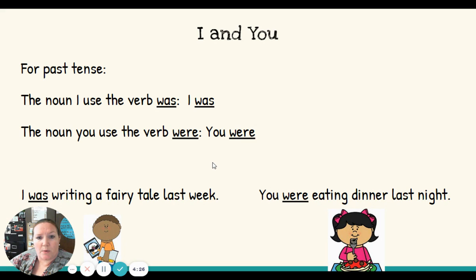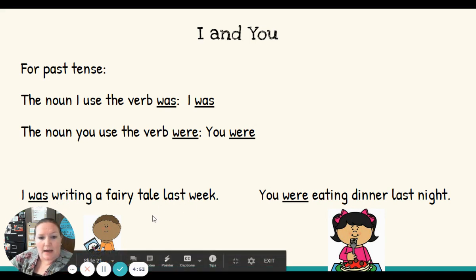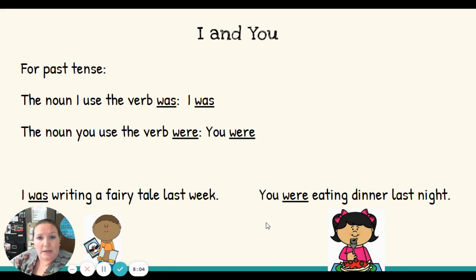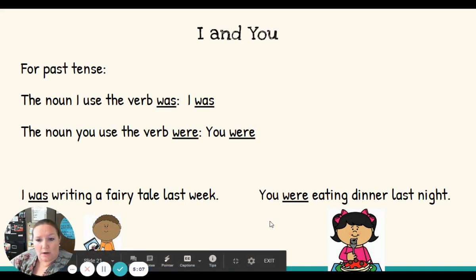Remember, we also need to think about when we use I and you. For the past tense, the noun I uses the verb was. I was. For the noun you, use the verb were. You were. For example, I was writing a fairy tale last week. I is singular. Was is my linking verb. You were eating dinner last night. Were. You is my noun. Were is my linking verb.